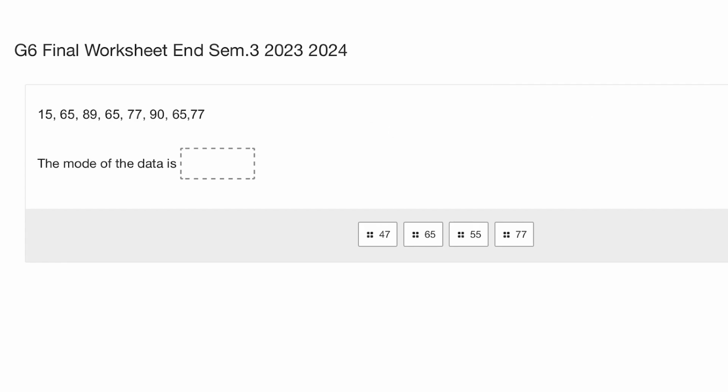The mode is the most repeated number, or the value which occurs most often. We can find 65 repeated 3 times and 77 repeated 2 times. Which is most? Of course, 65. So the mode here is 65.